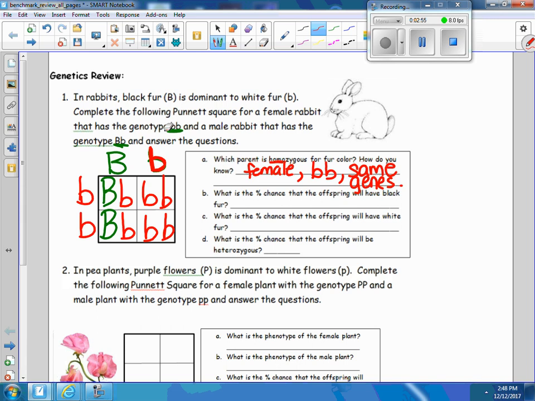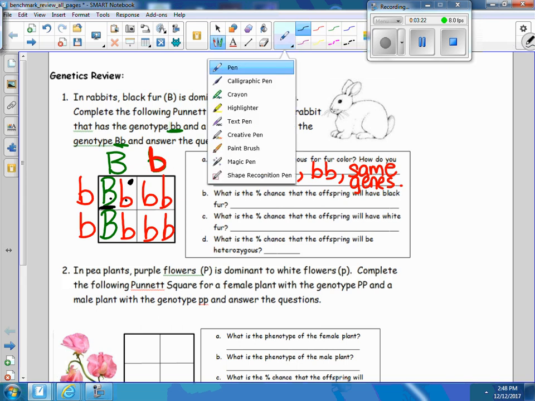What is the percent chance that the offspring will have black fur? In this case, what's the percent chance? Black fur. Well, let's look. What color will this be? Do we see a dominant gene there? Yes, it's black because I see a dominant gene. We're going to be black. What color is this one going to be? How do you know? It doesn't have a dominant gene.